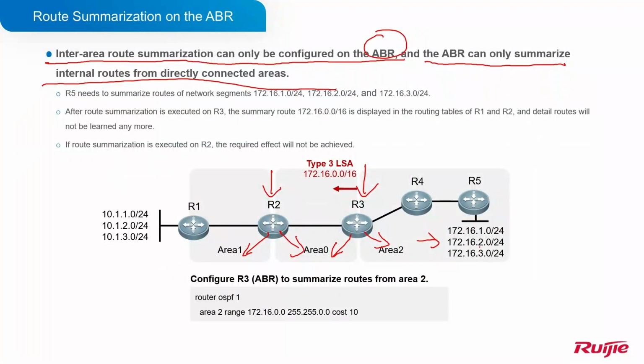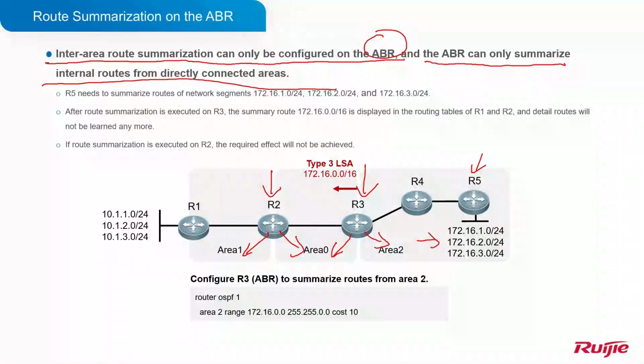Okay, so actually R5 belongs to area 2. So R3, the ABR device, belongs to area 2. So we can do the summarization on R3 because the R3 and R5 devices belong to the same area. But the R2 device does not belong to area 2, right? So we can do the summarization on the R3 device.